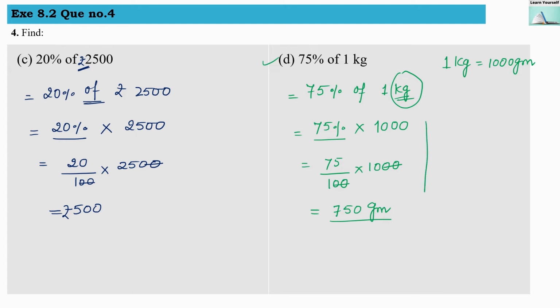We can also keep this kg as kg, that is, 75% of 1 kg. Unit as it is, that 75% we are converting into fraction form, and we are multiplying with 1. So here this fraction we are converting into decimal, so we will get 0.75. Now this is kg, so we are going to write here kg. So 0.75 kg will be our answer. If we are converting that into gram, our answer will be 750 gram.